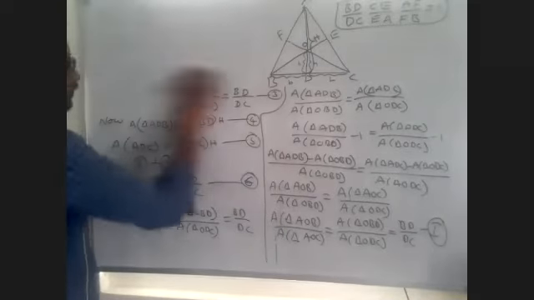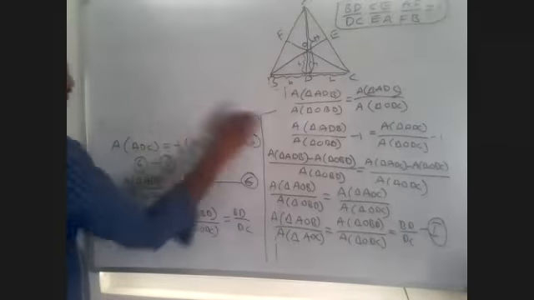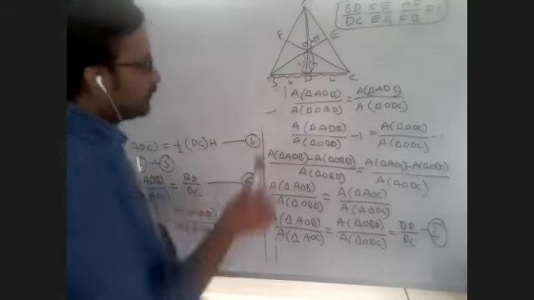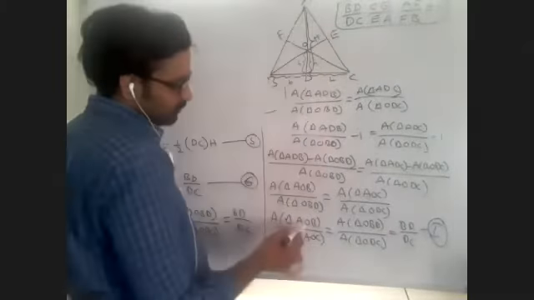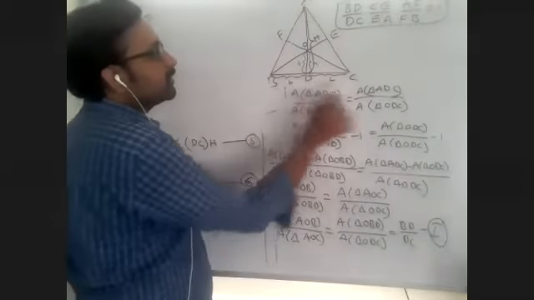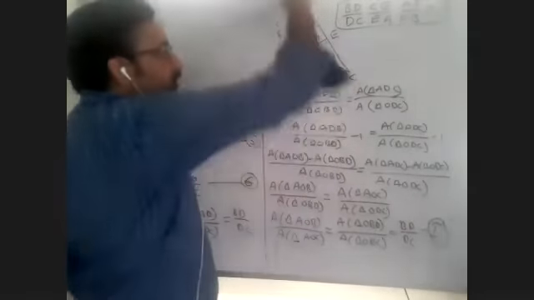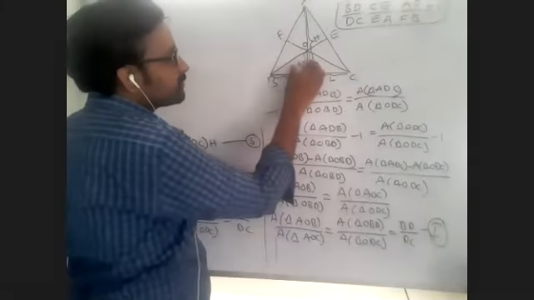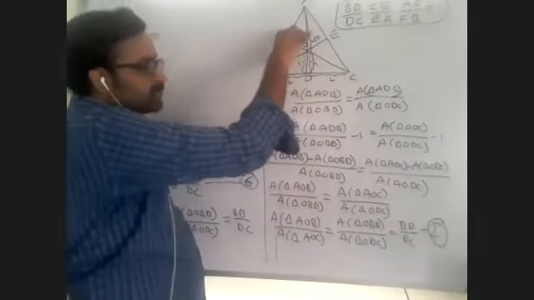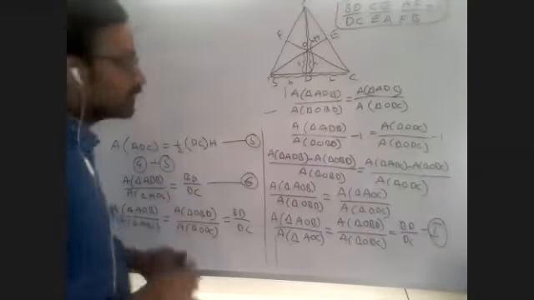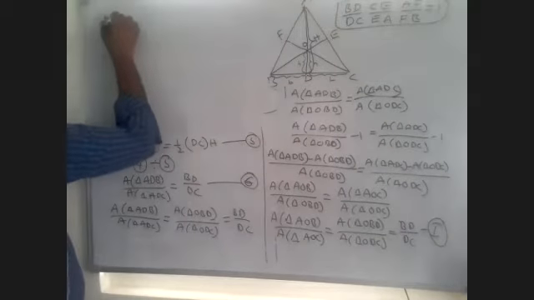Now see, very important this only. Now what we wrote here, the area of this by the area of this is equal to this by this. Now if you take this as the base, you will get the area of this by the area of this equal to CE by EA. That's what I am writing. Now no need to prove this one.